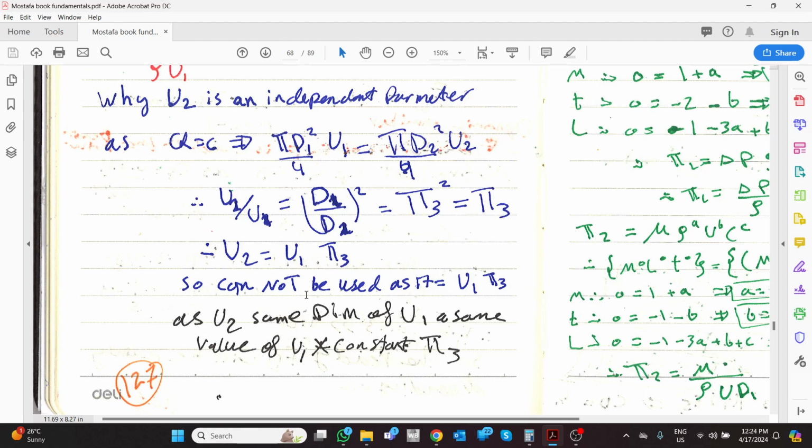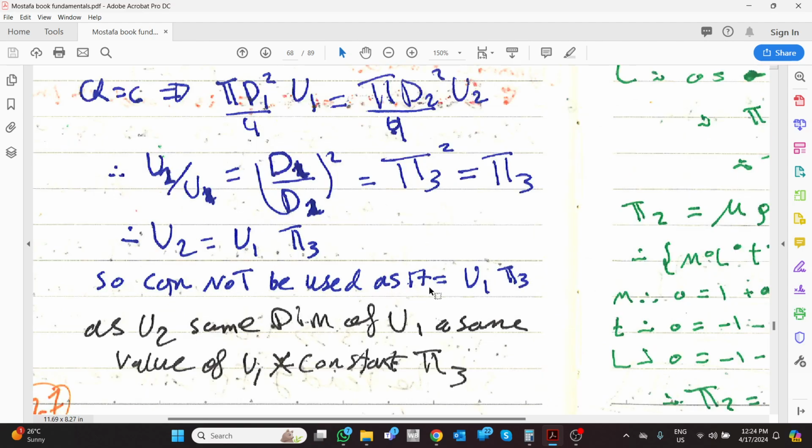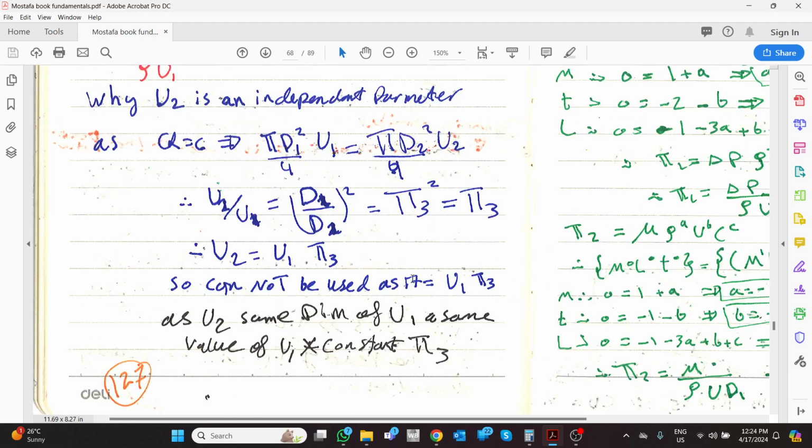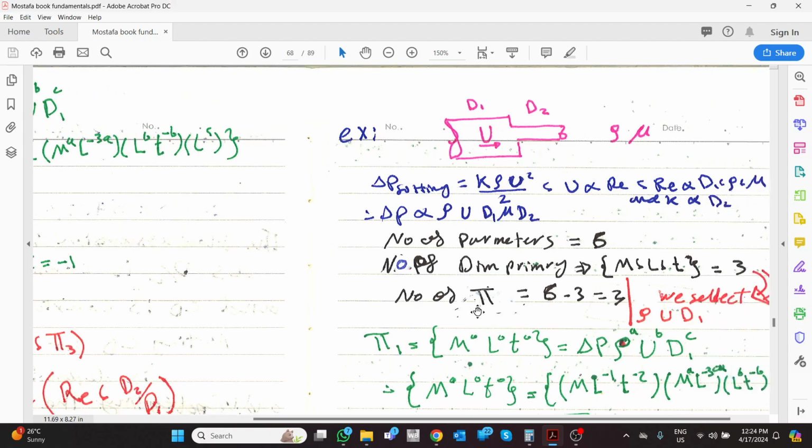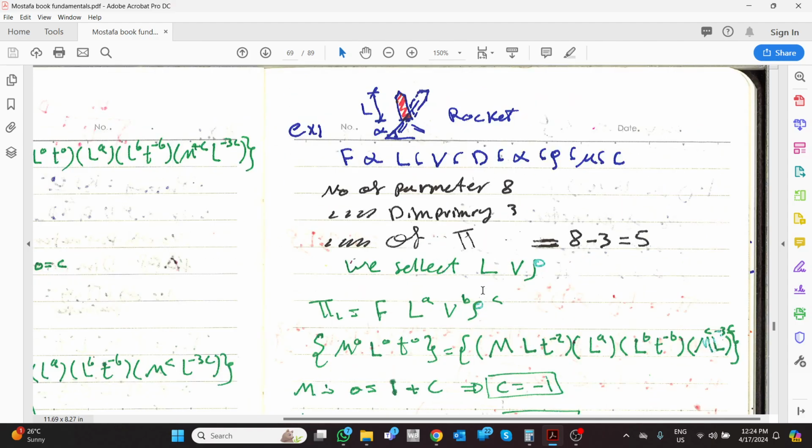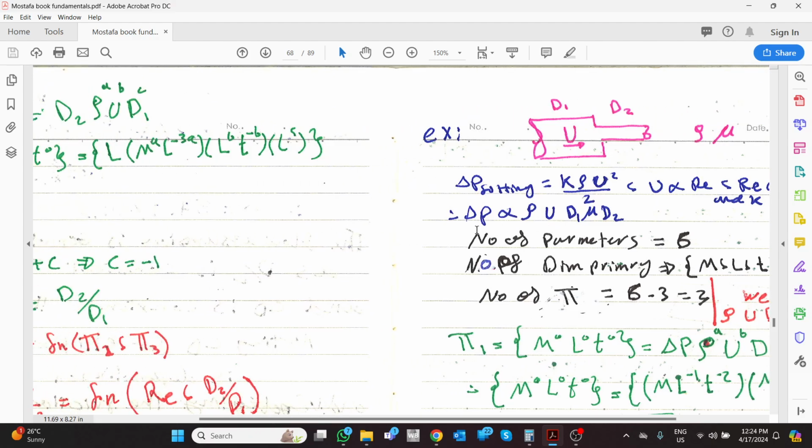So we cannot use pi equal u2. This u2 is equal to u1 multiplied by 3, as u2 has the same dimension as u1, as a value of u1 multiplied by a dimensionless constant. So it is a simple example, but it is teaching us when we are selecting the parameters.